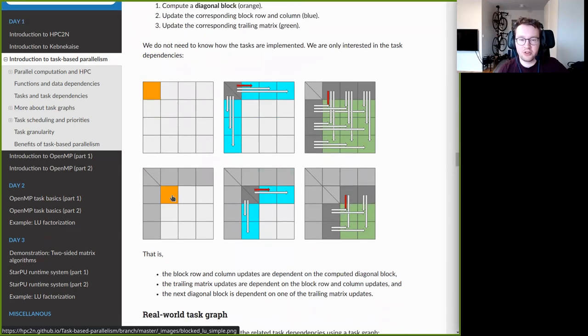And then the same process gets repeated on the remaining part. So we'll compute something on the diagonal here in orange. We will update the block row and block column. There's a dependency. We need some information that is computed here to compute these blocks here. And once we have computed these blocks here, we will need the output of that to compute these blocks in the trailing matrix.